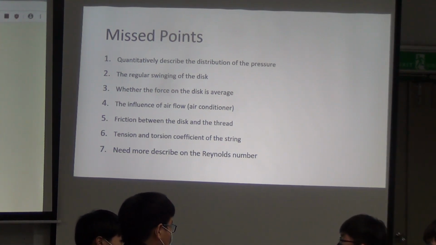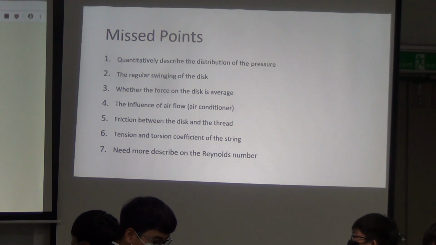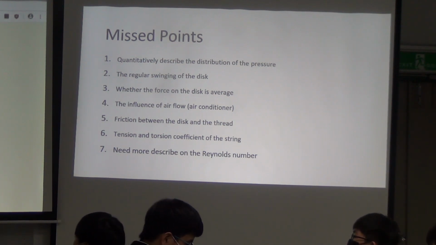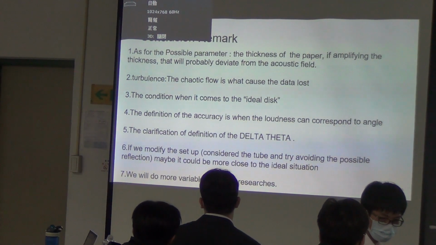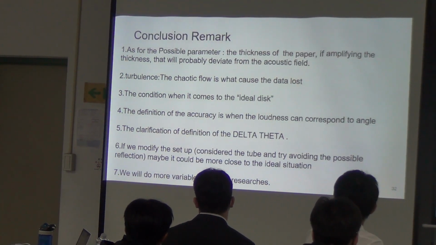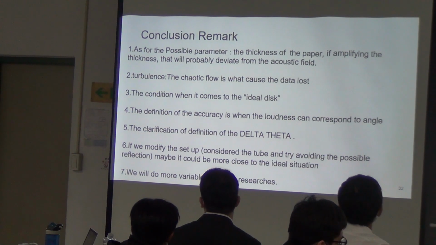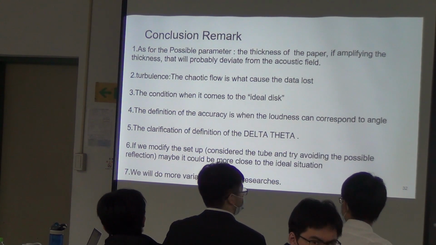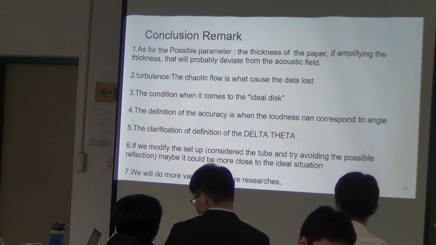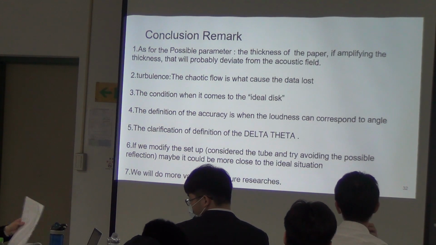Concluding remark by the reporter. So the concluding remark for our experiment is, as for the possible parameter, the thickness of the paper: if applying the thickness, the air flow will possibly deviate from the opposite field when the thickness increases. And turbulence, the chaotic flow, is what caused the data loss.